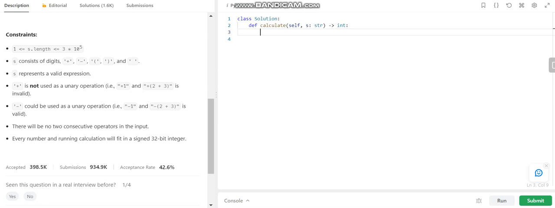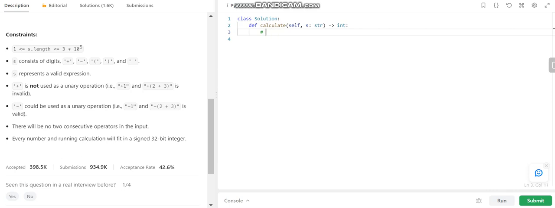And also the string will represent a valid expression. The plus sign is not used as a unary operation, and minus sign could be used as a unary operation, and there will not be two consecutive operators like this. And every number and running calculation will fit in a signed 32-bit integer, and that's it.